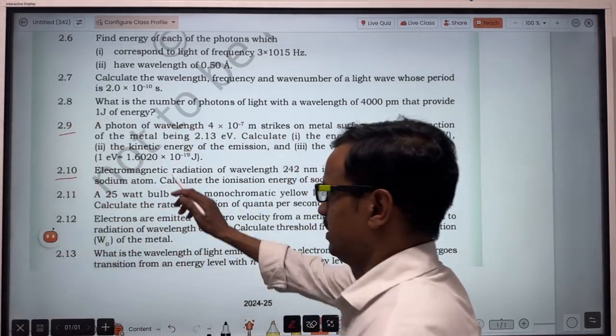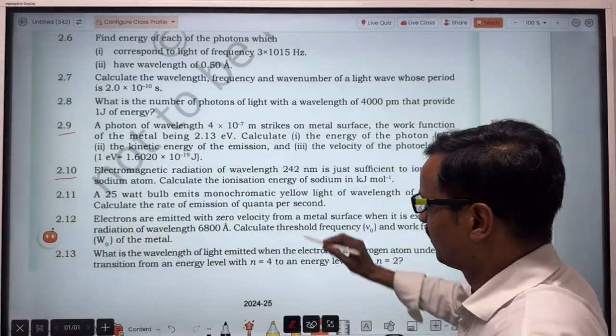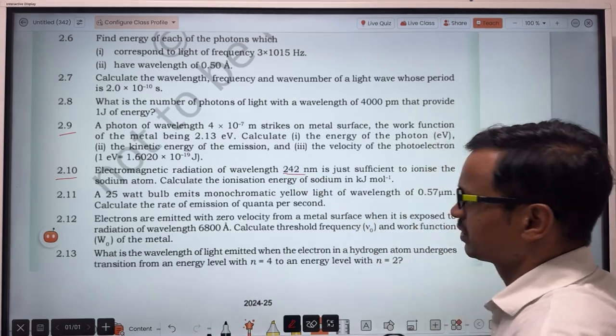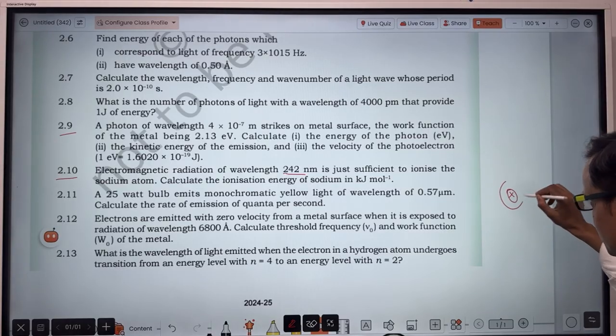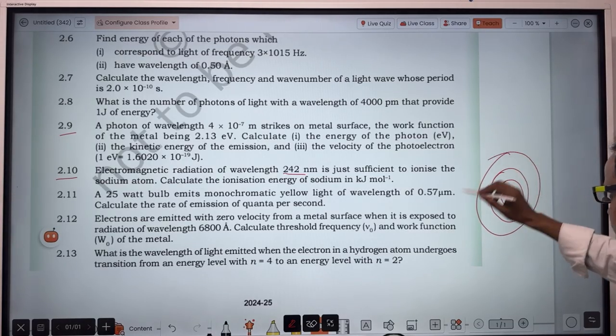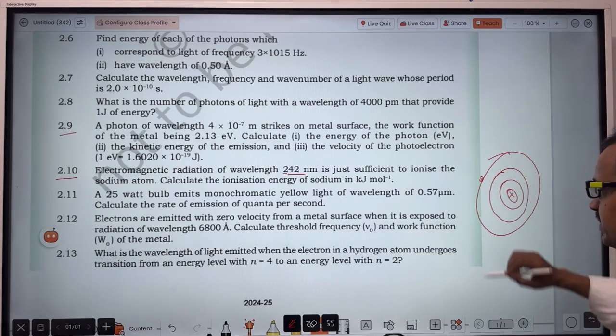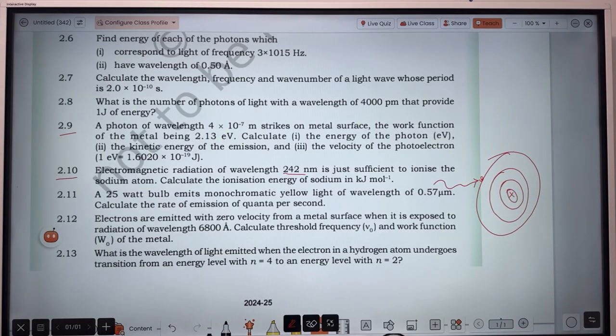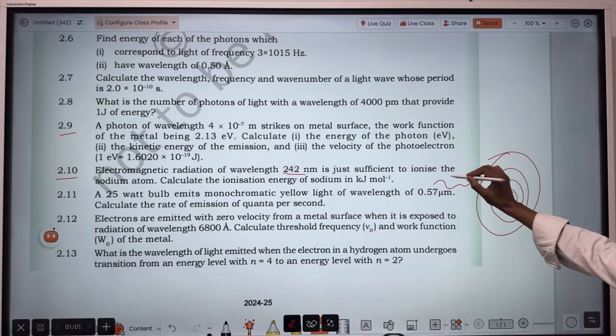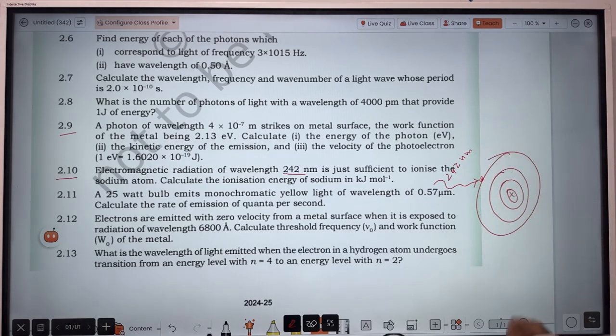The question is: electromagnetic radiation of wavelength 242 nanometer is just sufficient to ionize the sodium atom. Suppose here is a sodium atom, and a photon of wavelength 242 nanometer strikes it, and it gets ionized, meaning the electron is just released from the atom. It is asking for the ionization energy of sodium.